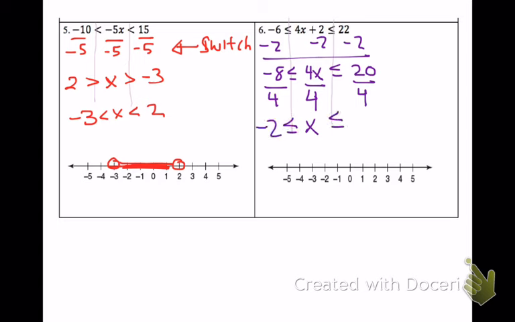I have -2, and I have 5. So my answer here is everything between -2, closed circle, and +5, closed circle as well, and I just highlight everything in the middle. And that's pretty much how I graph compound inequalities in compact form. Again, if anything's not solved for x, make sure you solve for x every time.